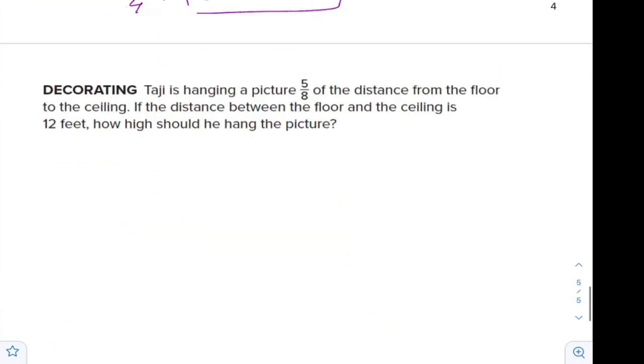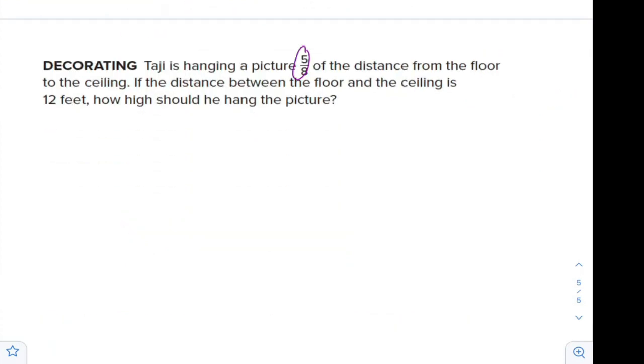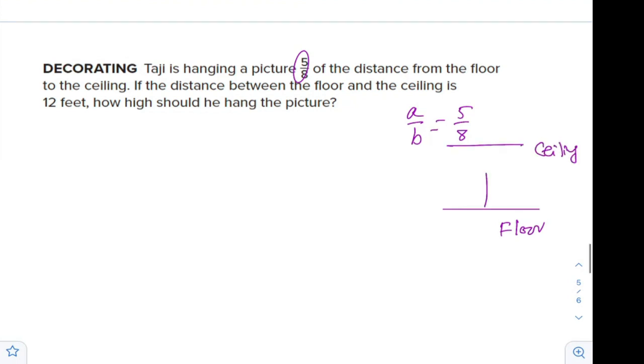Perfect. Taj is hanging a picture 5 over 8. Now this is not a ratio, this is a fractional distance, which is A over B. Remember not to mix them. Of the distance from the floor to the ceiling. The distance is 12 feet. If the distance between the floor and the ceiling is 12 feet, how high should he hang a picture? He wants to hang the picture somewhere here at 5/8 of the distance from the floor to the ceiling.